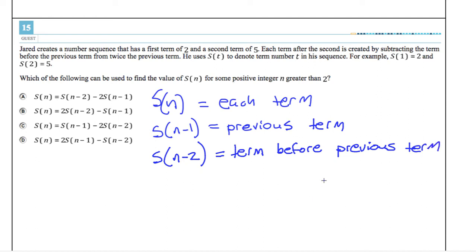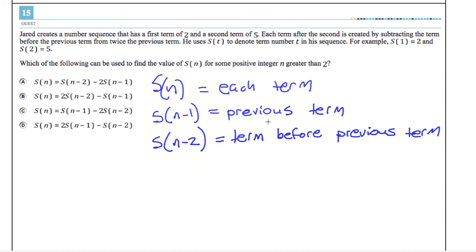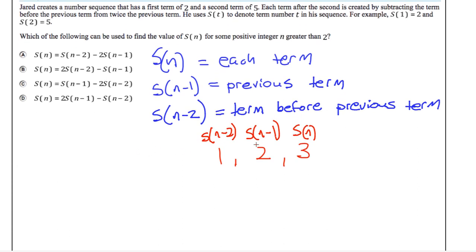For example, just to make sense of this, if I have the numbers 1, 2, and 3, this is the term that I'm currently looking for. That is S of n. So right here we have S of n. The term before that is S of n minus 1. The term before that is S of n minus 2. The term before that is S of n minus 3, and it just goes backwards forever. So that's just kind of a visual way to see it.